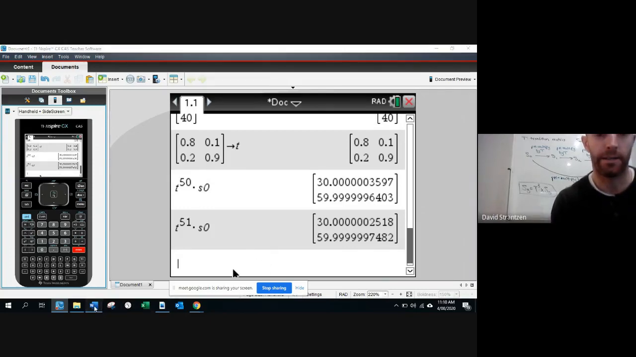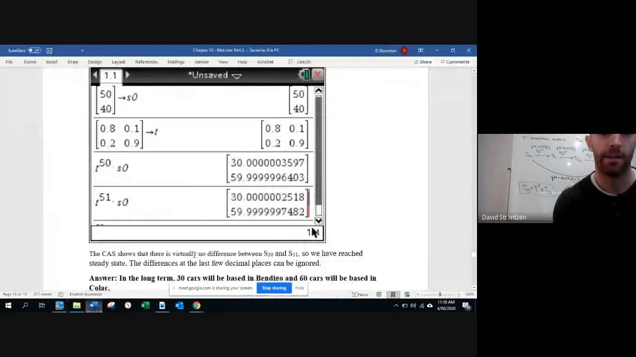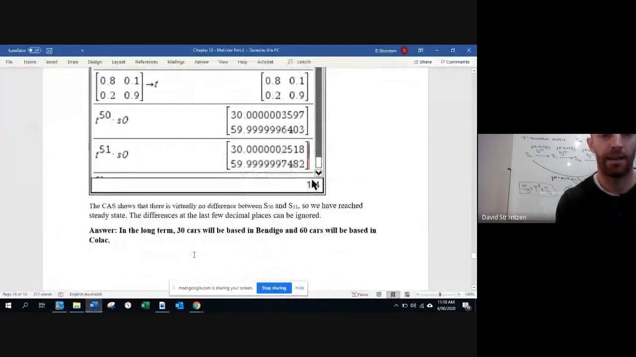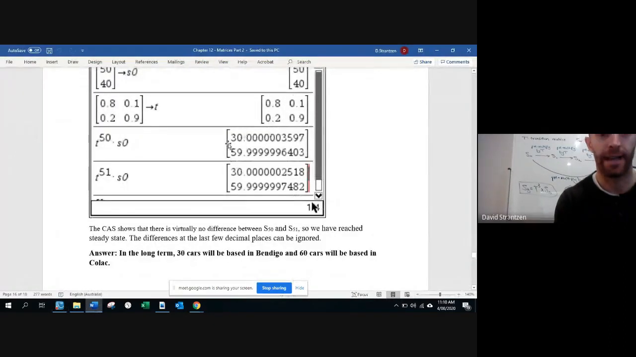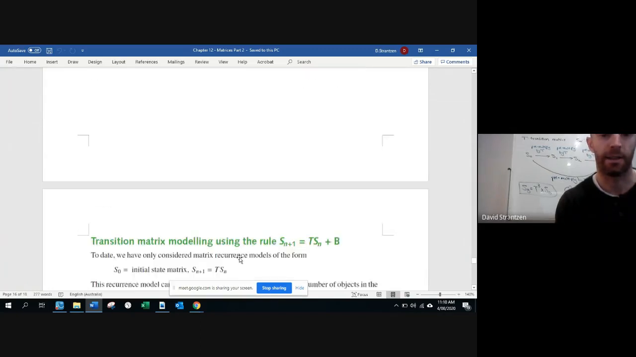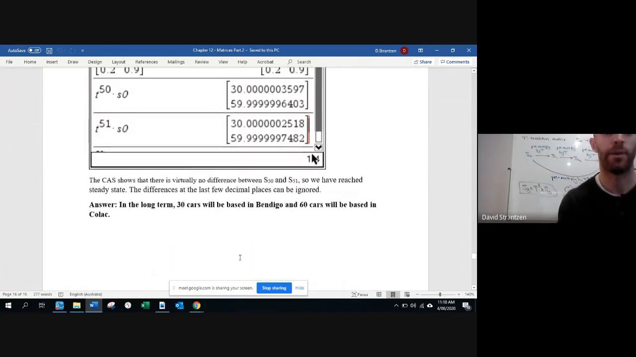How would I describe this in my answers? I would need to, in my working out, show that S50 looks like this and show that S51 looks like this. So I would include that in my working, and then I would state that in the long term, or after steady state, 30 cars will be based in Bendigo and 60 cars will be based in Colac. Okay, so that's how we interpret a steady state problem.